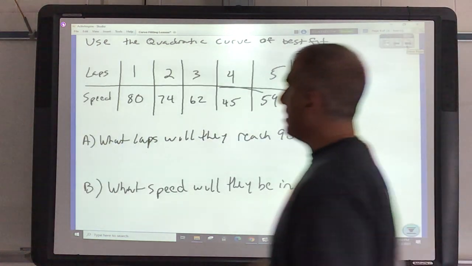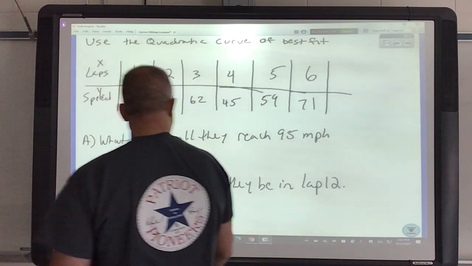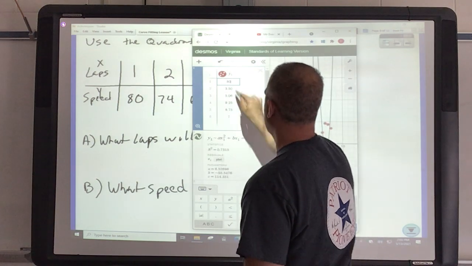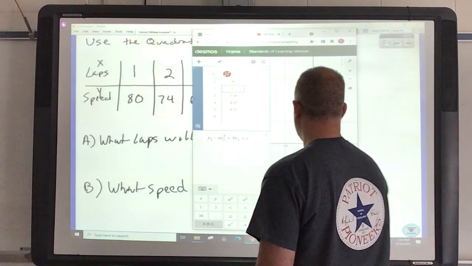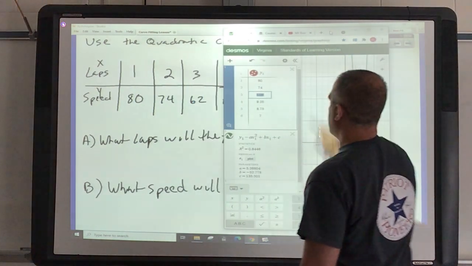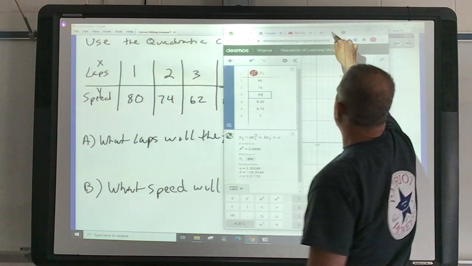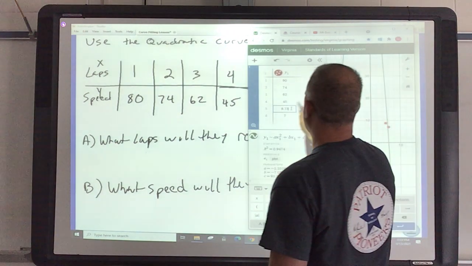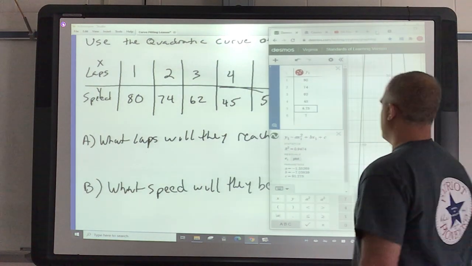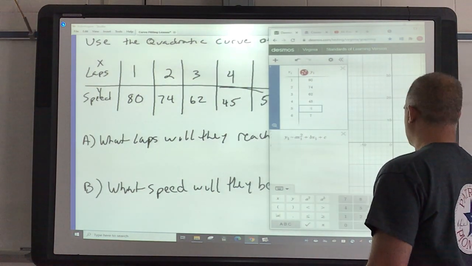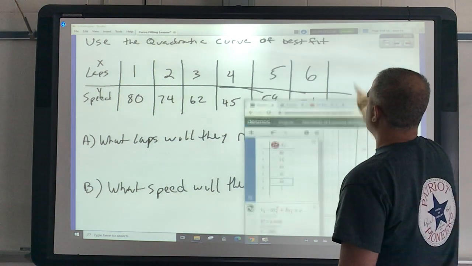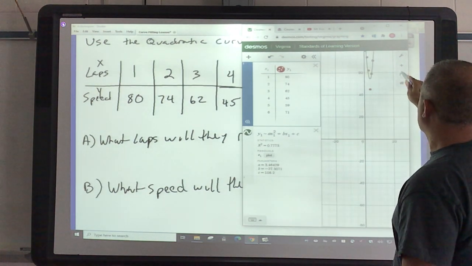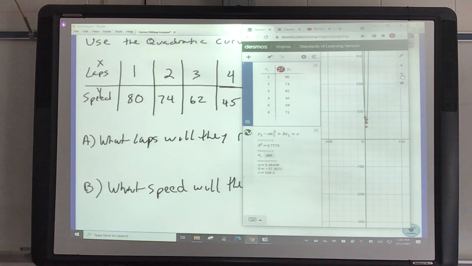Okay, this is laps and speed. So once again, this is X and Y, and like I said, I can replace this stuff. This is 80. That's 74. This is 3 and 62. This is 4 and 45. This is 5 and 59. And then I got 6 and 71. All right, so I'm zoomed out there.